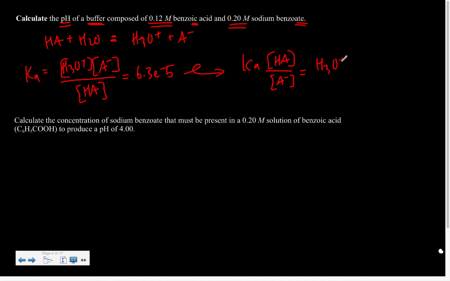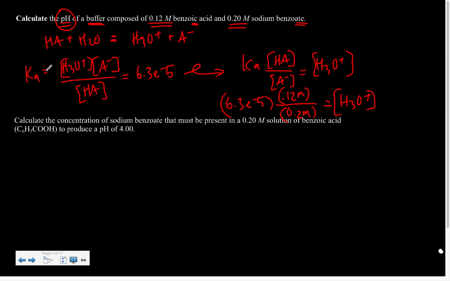is equal to my H3O plus. So when I solve for this, I'm just going to take my 6.3 E negative 5 times my HA concentration. HA is the protonated acid form, so 0.12 over my base form, which is 0.2. And that's going to give me my H3O plus concentration. And then how do I take that to my pH? I'll just take the negative log of that once I get that answer. Does that make sense?